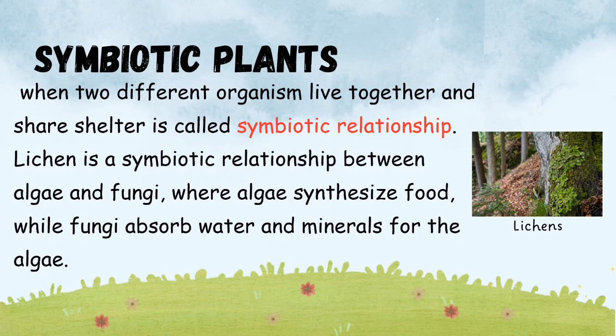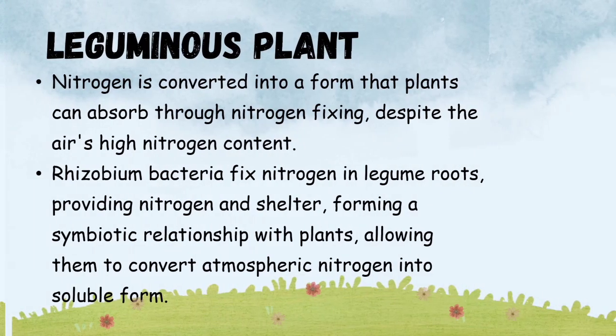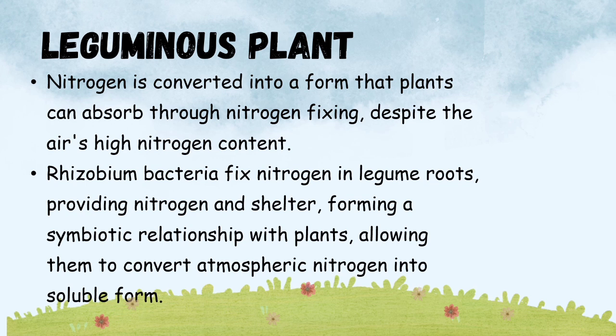Symbiotic plants. When two different organisms live together and share shelter, it is called a symbiotic relationship. Lichen is a symbiotic relationship between algae and fungi, where algae synthesize food while fungi absorb water and minerals for the algae. This is another example of a symbiotic relationship.